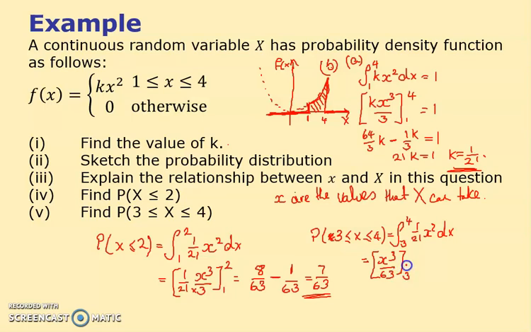But now between 3 and 4. I've put 4 in, I get 64 over 63. If I put 3 in, I get 27 over 63. What's that? 37 over 63? I think it is. Don't think that simplifies.